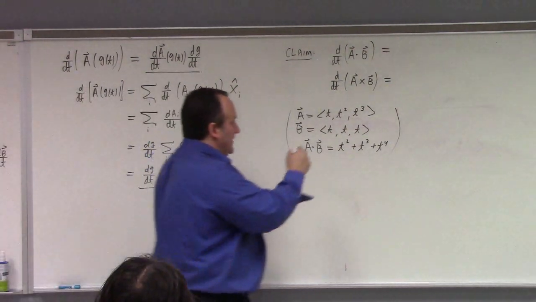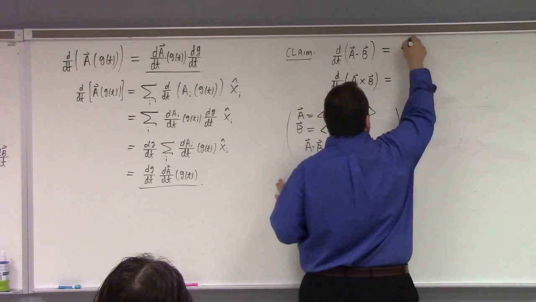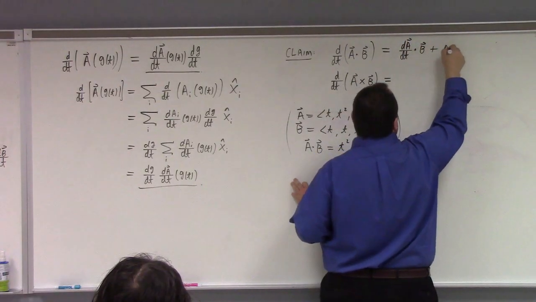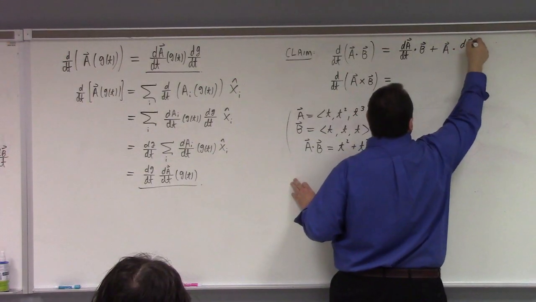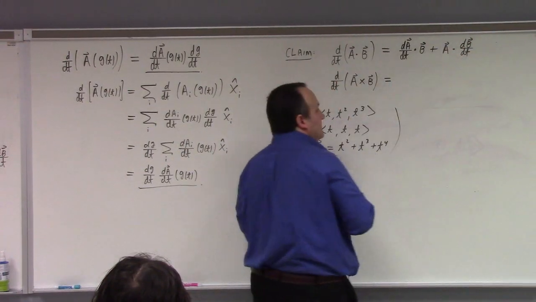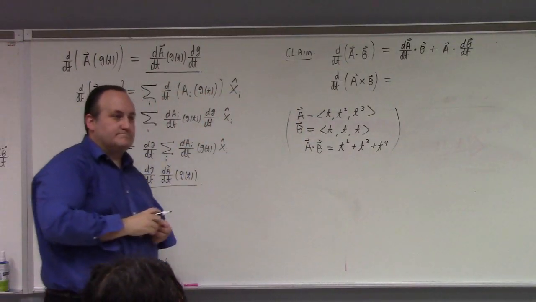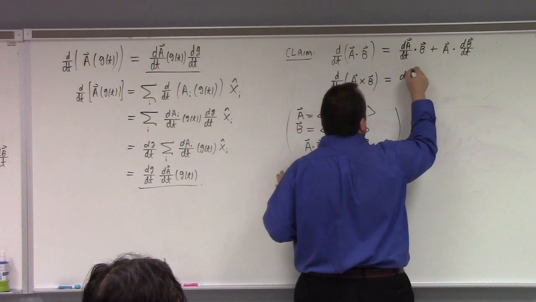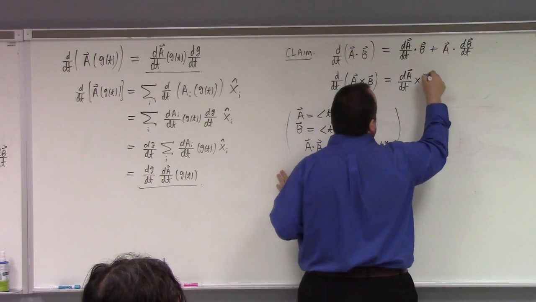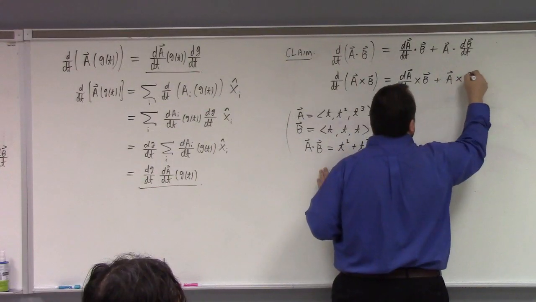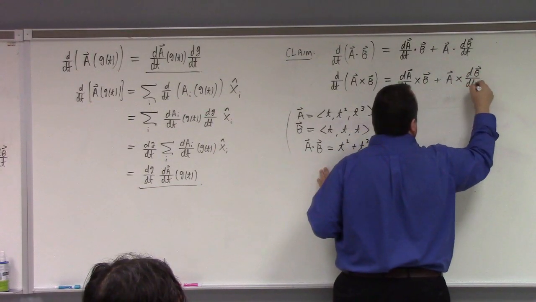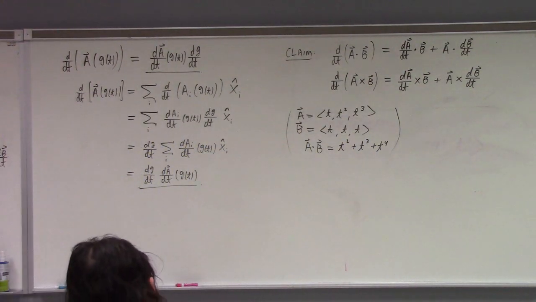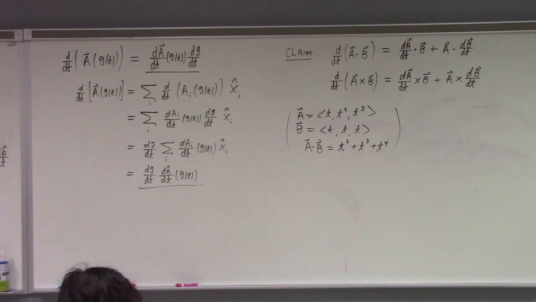But the answer, as it turns out, is this: dA/dt dot B plus A dot dB/dt. This is the product rule. And dA/dt cross B plus A cross dB/dt. Now the order of terms matters because the cross product is not commutative, right?